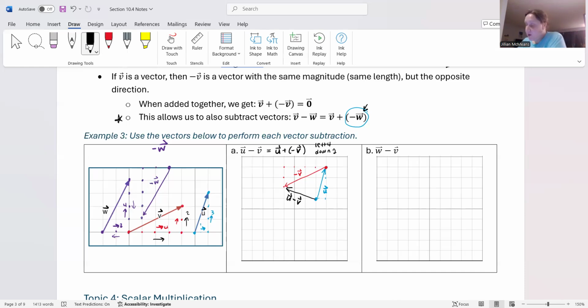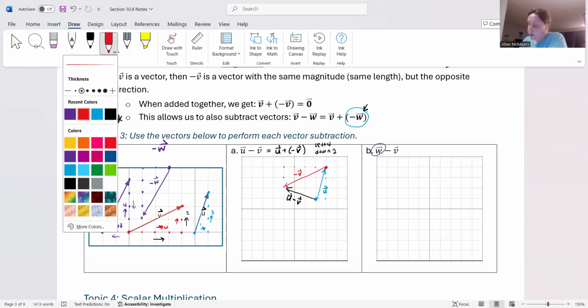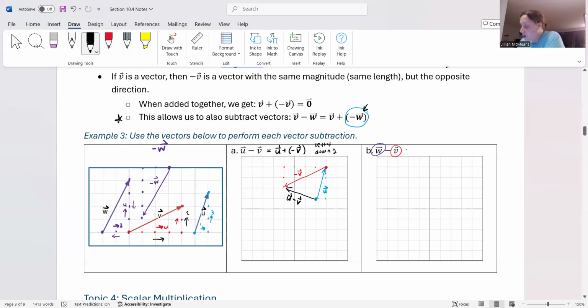All right. Now let's do the same thing for part B. We have vector W minus vector V. Remember W, we have purple. And then V, we have red. So don't forget that, first of all. All right. Now I'm going to rewrite this as addition. So we get vector W plus the opposite of vector V. And we already know from part A that for vector V, instead of going to the right 4 and up 2, we need to go to the left 4 and down 2.